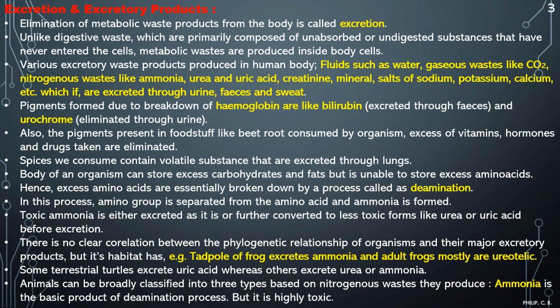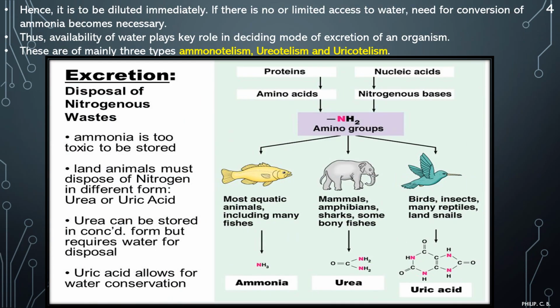Animals can be broadly classified into three types based on nitrogenous waste, as we read in the first part, that is ammonia, which is a basic product of the deamination process, but it is highly toxic. Hence, it is to be diluted immediately. So, ammonia requires a lot of water. If there is no or limited access to water, conversion of ammonia becomes necessary.